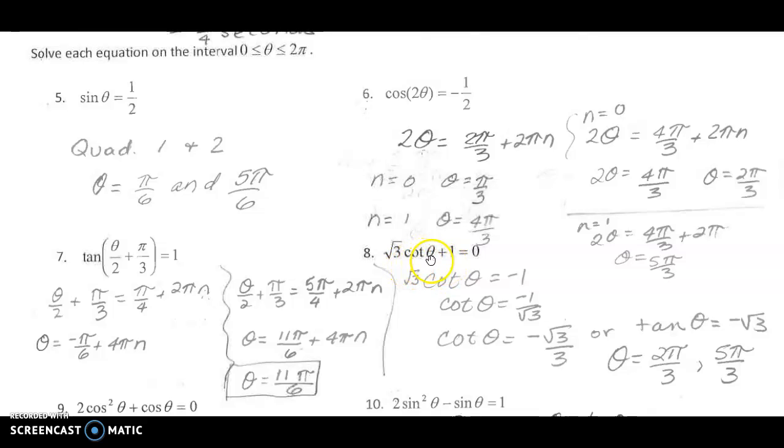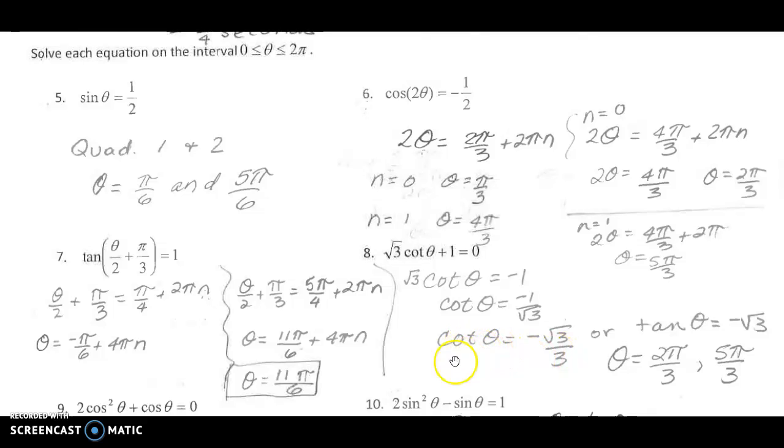So first thing we're going to do is isolate cotangent of theta by subtracting 1 from both sides, and then dividing both sides by the square root of 3. Here we have that part of the problem. And then we're looking for angles whose cotangent is equal to negative square root of 3 over 3. Notice this negative square root of 3 over 3 is the same as this negative 1 over square root of 3, just rationalized. The denominator has been rationalized.